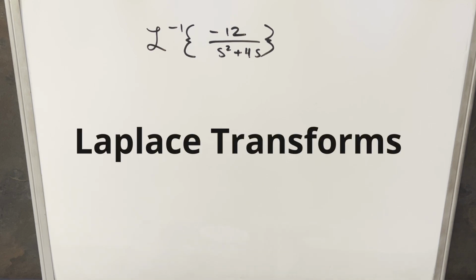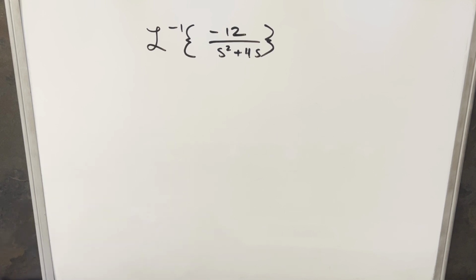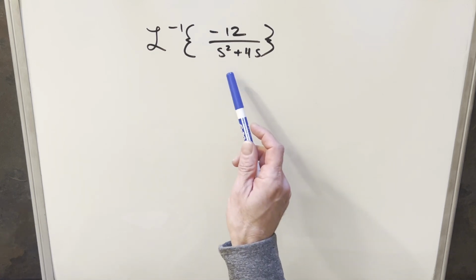Okay, continuing on today with our Laplace Transform playlist, we have here an example of an inverse Laplace transform. We want to find the inverse Laplace of minus 12 over s squared plus 4s. So just a quick recap of what we went over for inverse Laplace transforms in the previous video. What we're doing here is we just want to do the process in reverse.